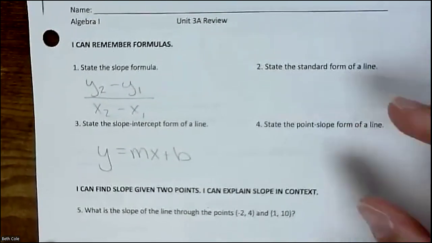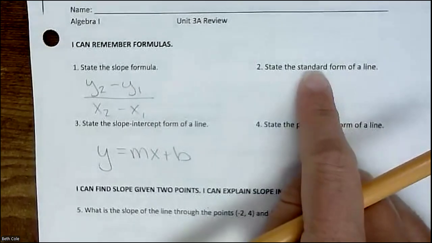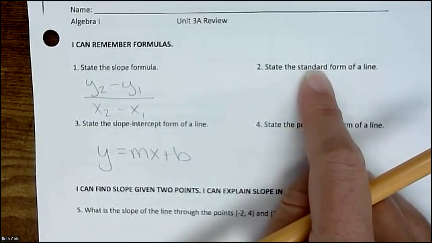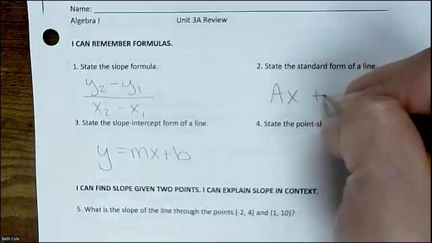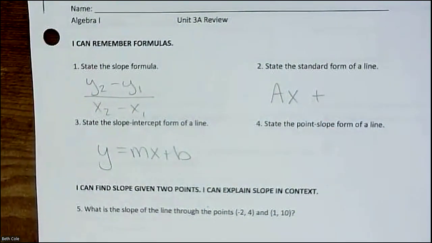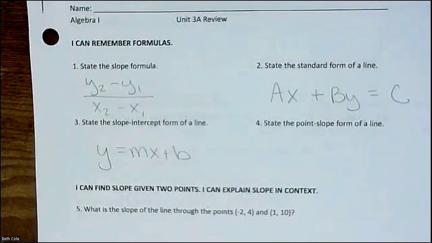Okay, these other two are a little tougher to remember. You don't see them as much. Standard is the one that's ABC. Ax plus what? Do you remember what comes next? By equals C. So an example would be like 7x plus 3y equals 25.